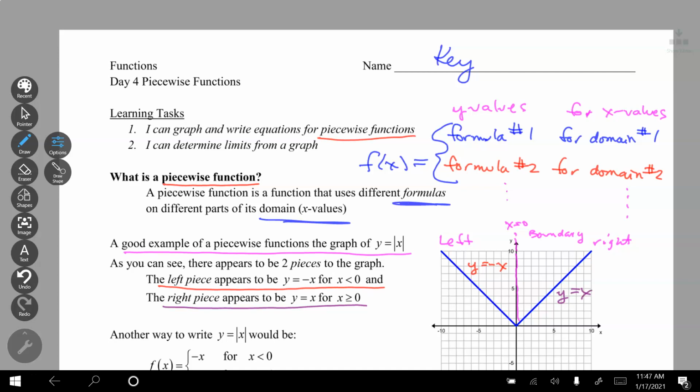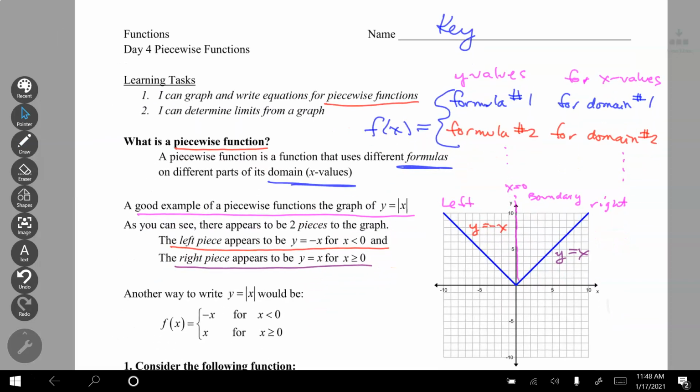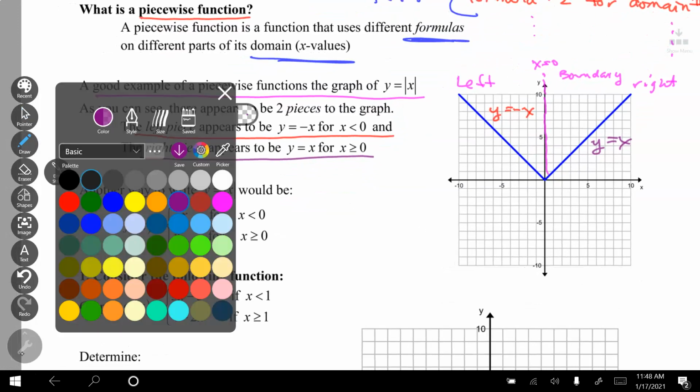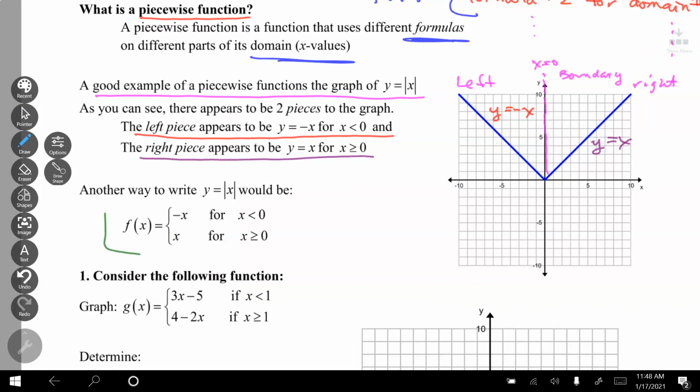So another way to write the absolute value of x would be to write it as a piecewise function in two different pieces, where right here I'm going to split it in half. This is my left piece, to the left of x equals 0, and this is my right piece, to the right side of x equals 0, including 0. I could have switched it. I could have put including 0 on the left piece and not including 0 on the right piece. It doesn't really matter.